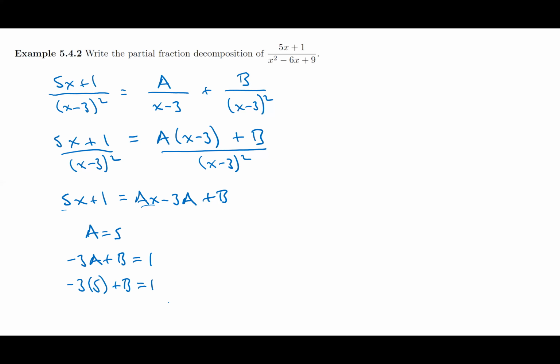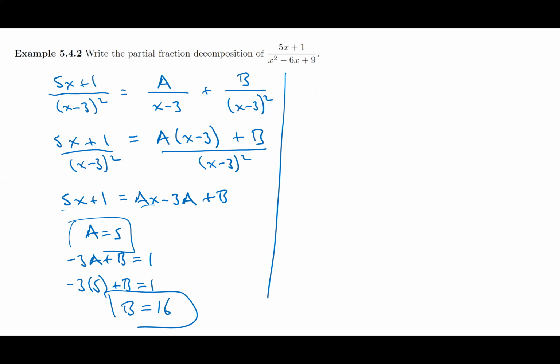And so B will be what? Well, B is 16. Okay. And so I have A, I have B, and so I can write the partial fraction decomposition. 5 over (x minus 3) plus 16 over (x minus 3) squared. Okay? All right.